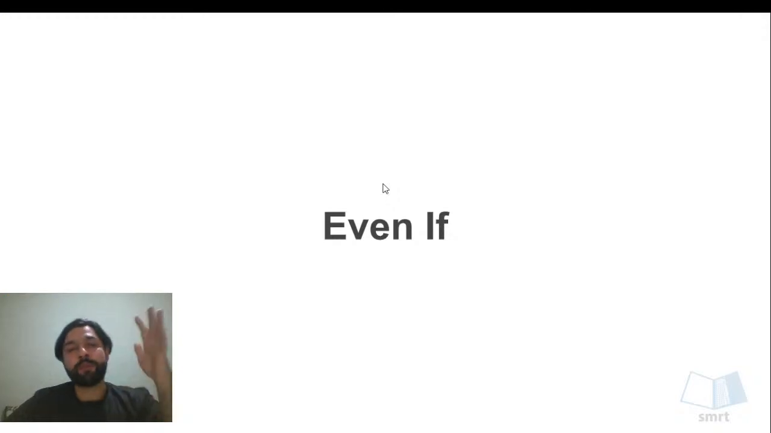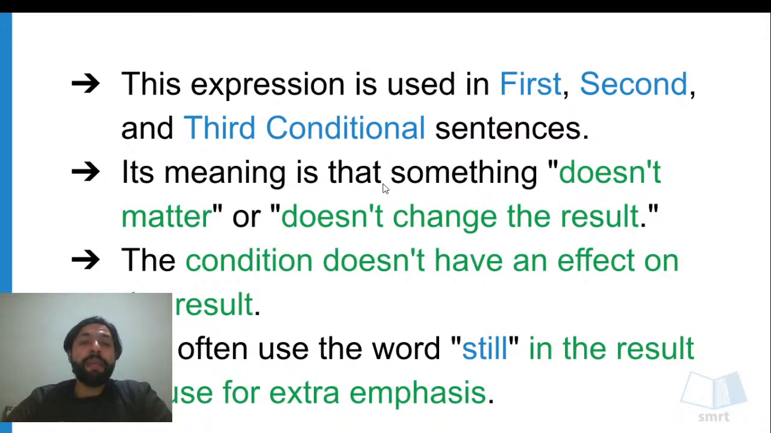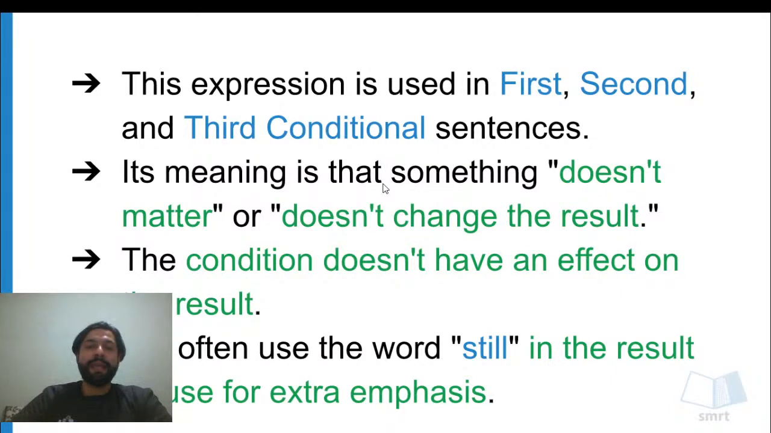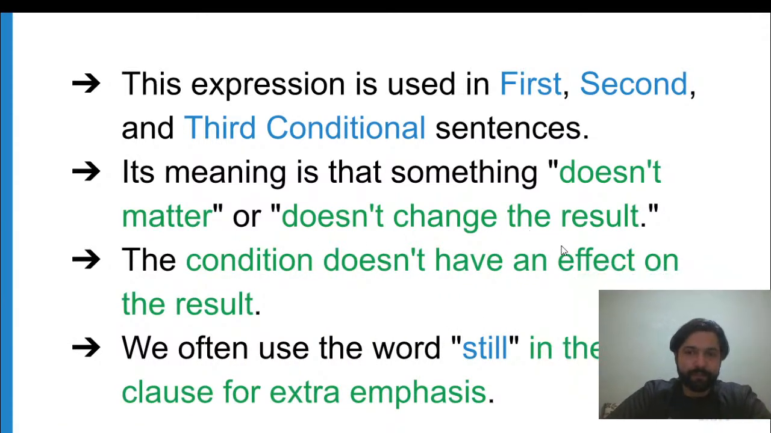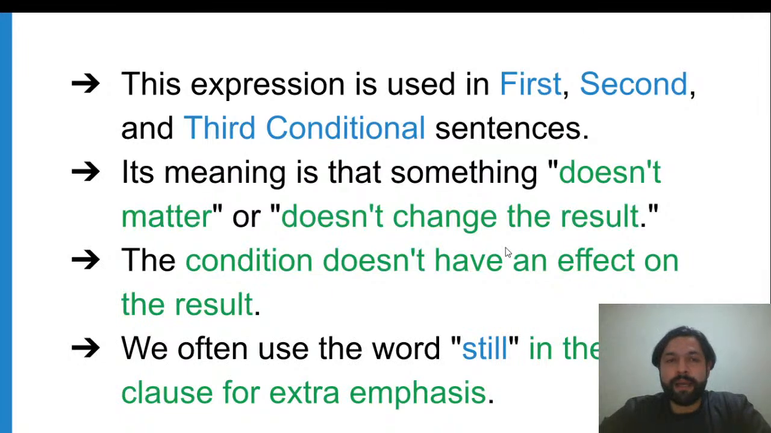And let's see. So the first one that we're gonna see in examples here is even if. Okay, even if. Notice that it uses the if. Well, what's the meaning of even if? We can use even if in the first, second, third conditional, that doesn't matter. But the meaning for even if is it doesn't matter, or it doesn't change the result.